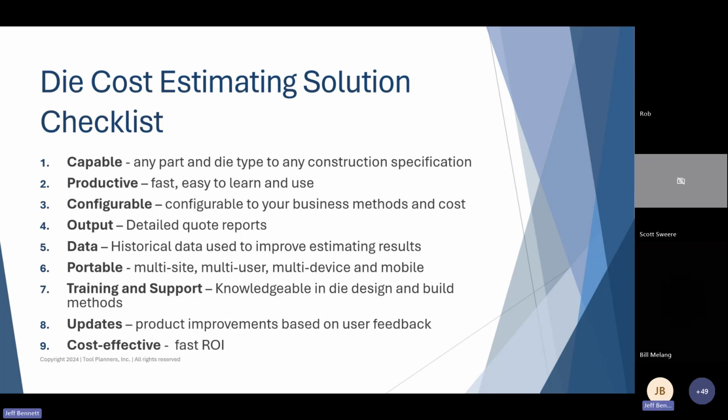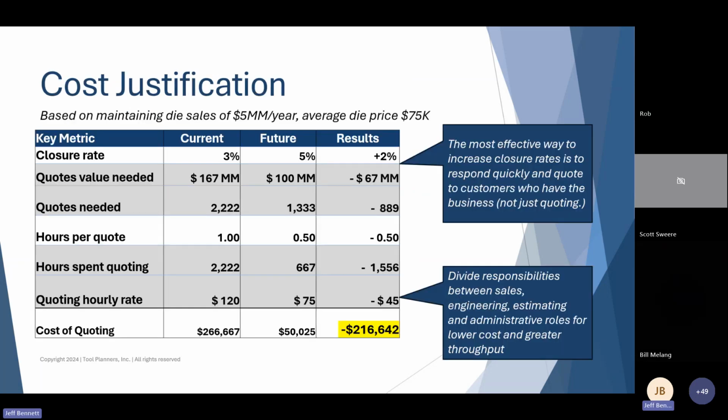Software of this type can be pretty expensive, and you want to make sure that you're getting a good return on your investment. Let's look at an example, a potential justification here. This is based on the average die shop for the US being about a $5 million a year company. Their average quote, let's say, is $75,000.